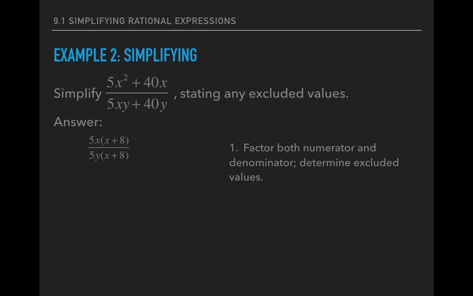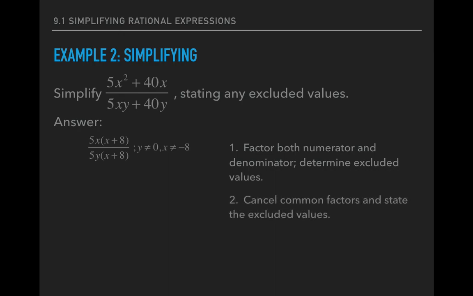Similarly, in the denominator, both 5 and 40, you could factor out a 5 from, and they both have a y, so you can factor that out. And what is left is x plus 8. Now we need to determine the excluded values. Well, if y was 0 and you multiplied there, then that denominator would become 0, and that would make it undefined. And if your x value was negative 8, then inside parentheses you'd have a 0, and when you multiplied it would make your denominator 0, so negative 8 is an excluded value.